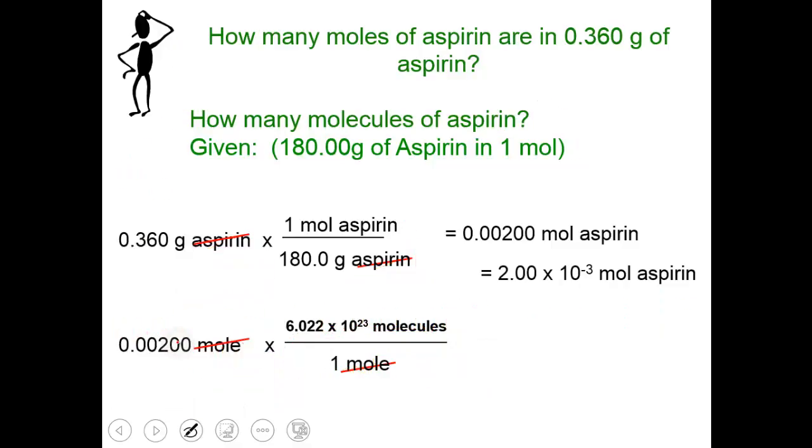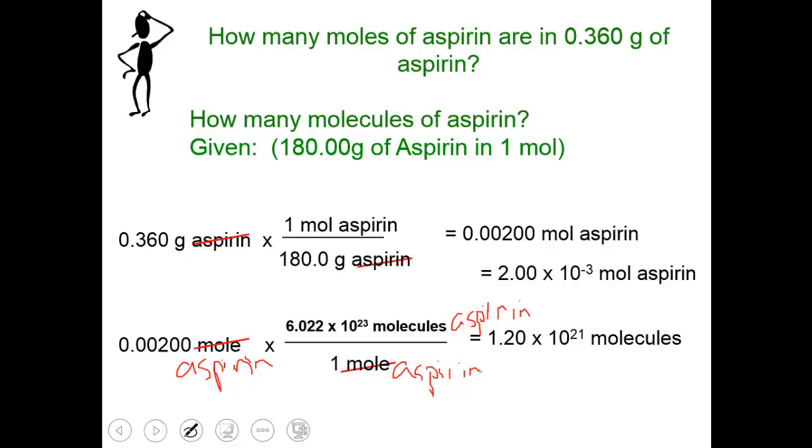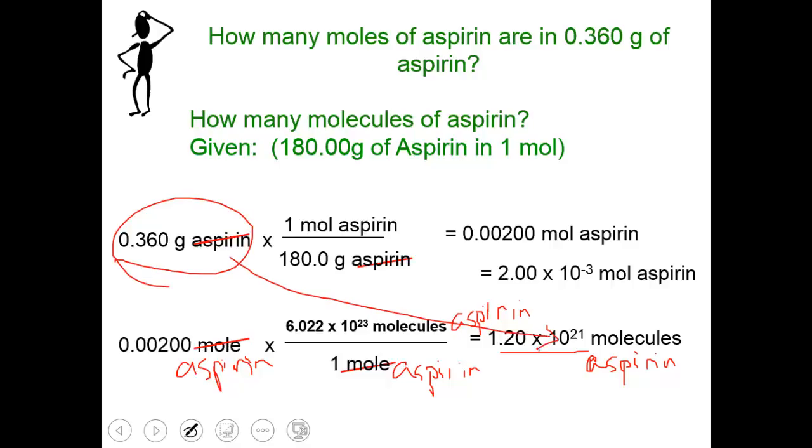Let's get rid of the ink on here. Go back to my pen. And so we would write aspirin here. Whoops. So we have aspirin and aspirin and aspirin. And then we have aspirin. So if we were to weigh out 0.360 grams of aspirin, this is how many molecules of aspirin we actually counted out.